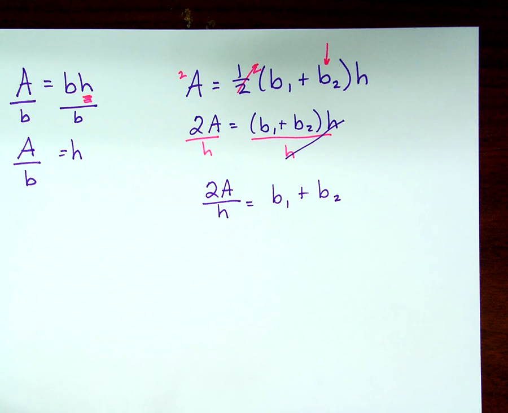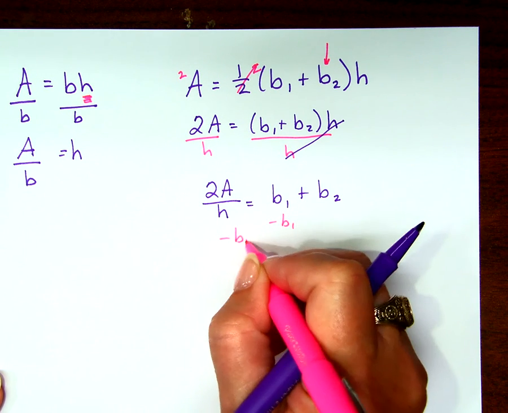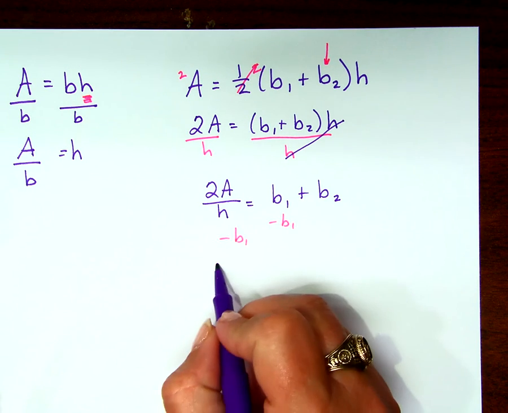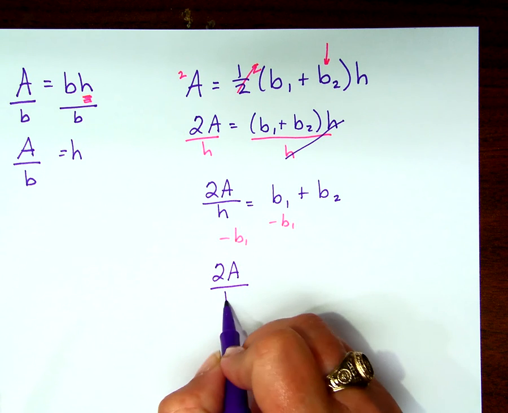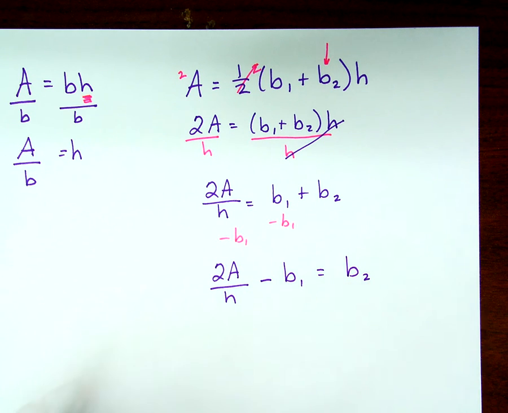So all that's left to solve for, if we're trying to solve for the second base, is to get rid of the first base, right? Subtract base 1 from both sides. So 2 times the area divided by the height minus the base should give us the second base. Does that make sense?